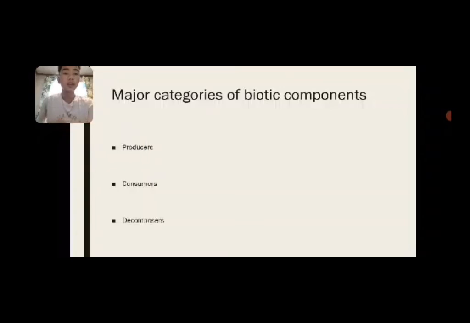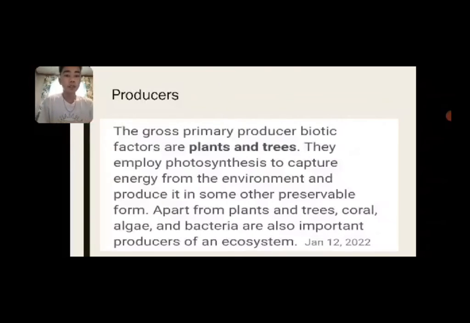So next, major categories of biotic components. We have producer, consumer, and decomposer. The producers, or gross primary producer biotic factors, are plants and trees. They employ photosynthesis to capture energy from the environment and produce it in some other preservable form. Apart from plants and trees, coral, algae, and bacteria are also important producers of an ecosystem.